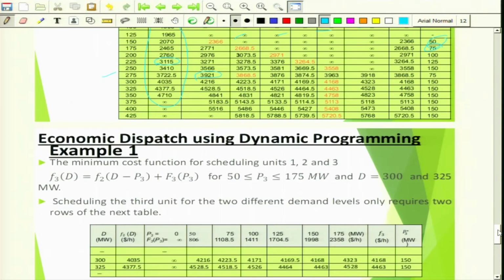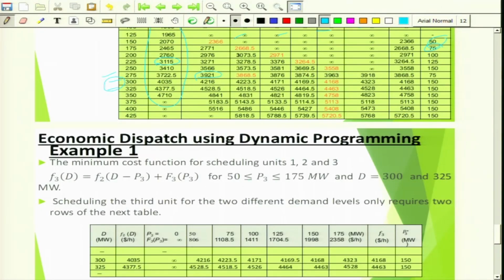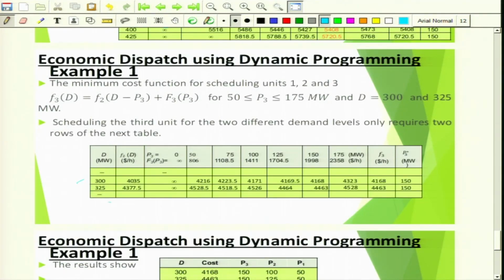Now ultimately you are interested in these 2 entries only, because ultimately your concentration is 300 and 325. Between this you need to find out 310. So I am just asking you to summarize that in a table. For 300 megawatt you have the best combination from the previous table, 4035, 4377.5, and you have the entries at different levels of generations.